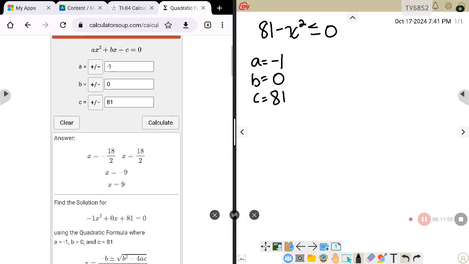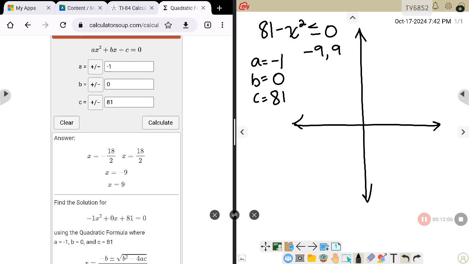So here I've got negative 9 and positive 9 as my zeros. So 1, 2, 3, 4, 5, 6, 7, 8, 9. So x-intercepts at negative 9 and positive 9. Now, this time, your x squared is negative, which means this parabola actually opens upside down.